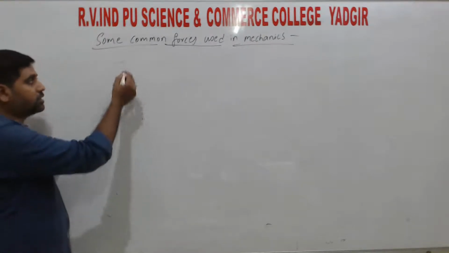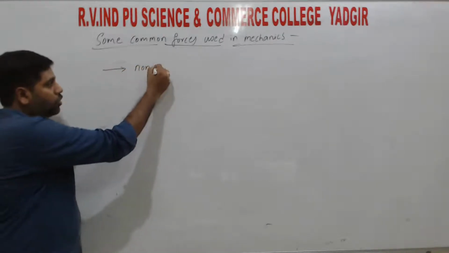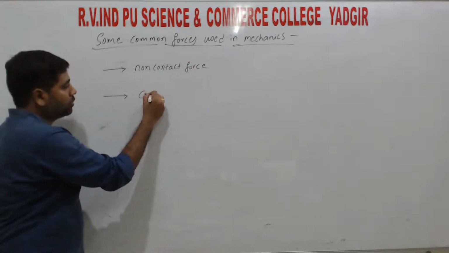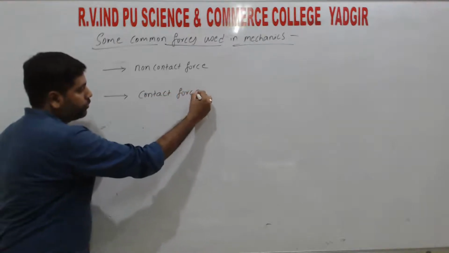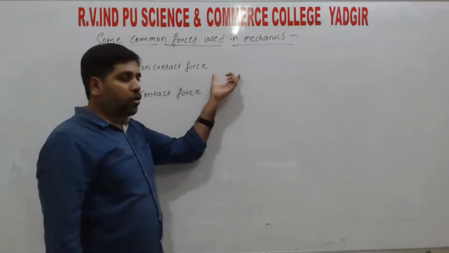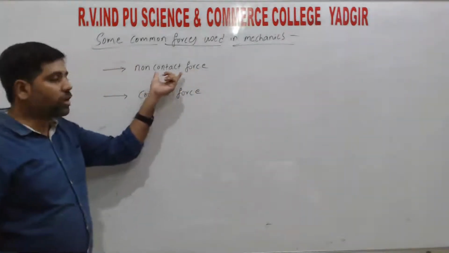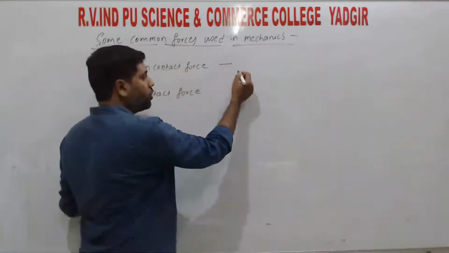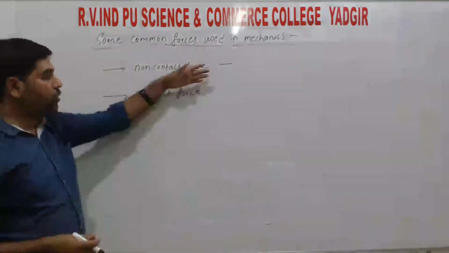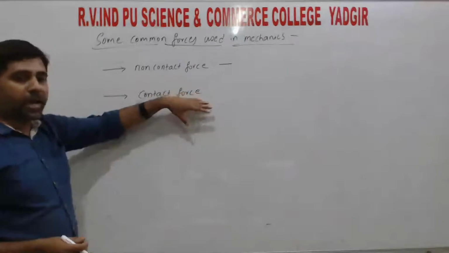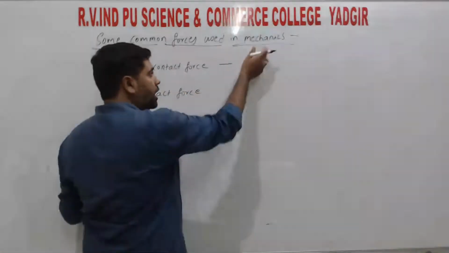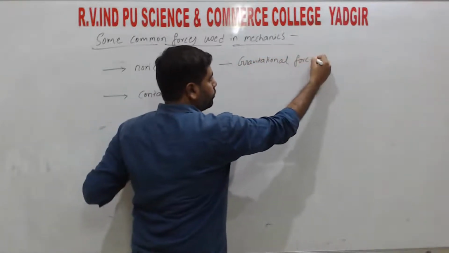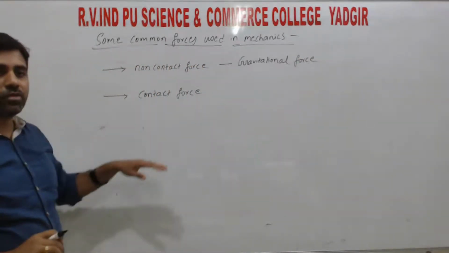In the previous lecture we discussed that there are two types of forces. One is non-contact force and the other is contact force. Non-contact force means when a force is established between two objects, there is no contact between the two objects. That type of force we call a non-contact force, right? The best examples of non-contact force that we are going to study: we have gravitational force, magnetic force, and also electric force. Here in mechanics we are going to discuss gravitational force. So the one non-contact force we are going to discuss here is the gravitational force.